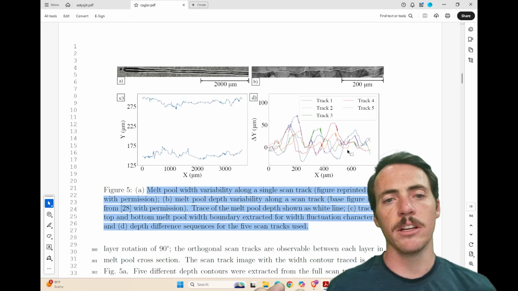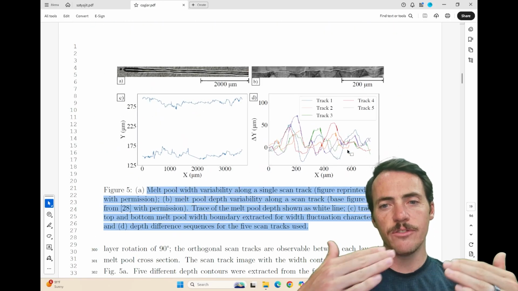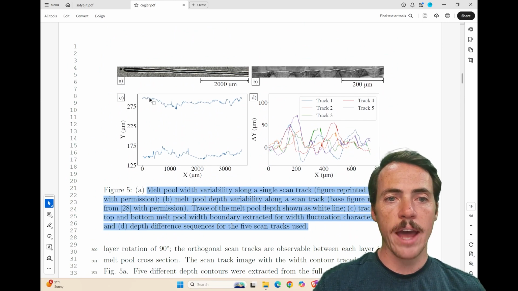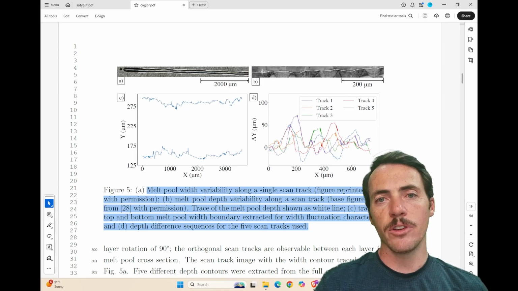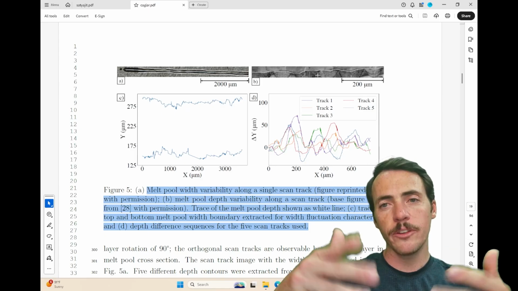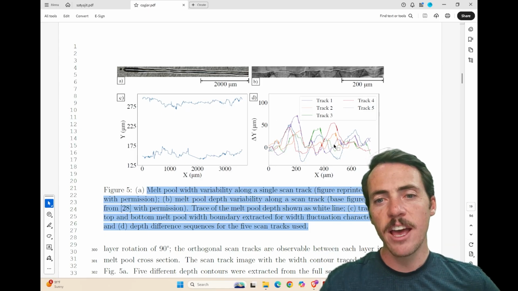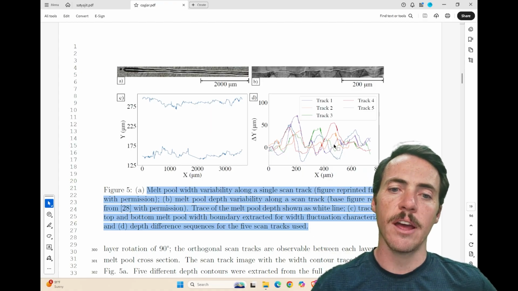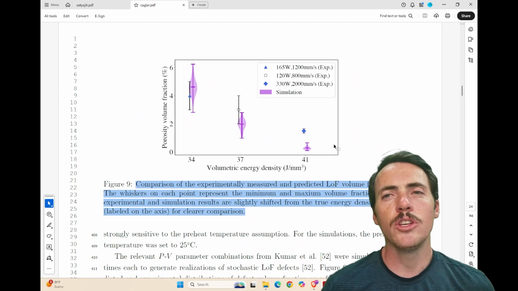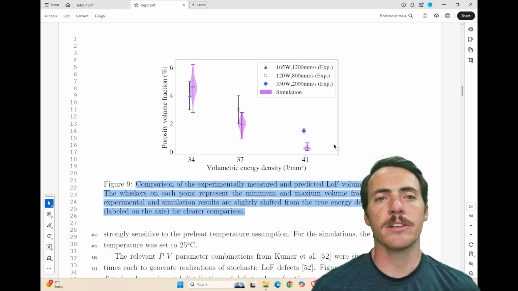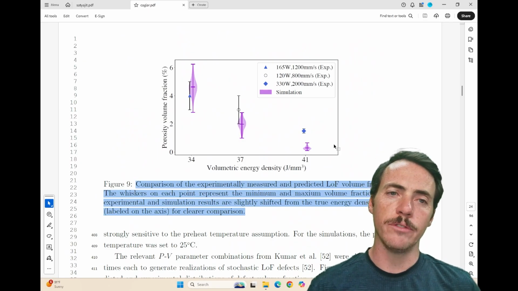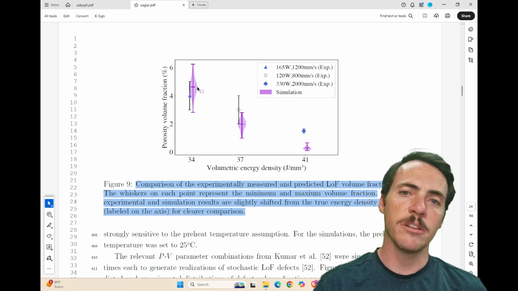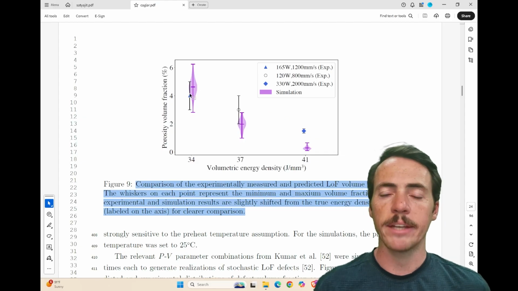So maybe let's start by taking a look at the actual scan tracks to see this variability in, say, the melt pool depth. Here you see for a single sample, here it's tracking the melt pool conditions. Here you can see the melt pool depth. And then for multiple different tracks, take a look at this. On these 5 tracks, the huge variation, the fluctuations that you can see on these scan tracks next to each other. Using their approach, they're then able to actually predict the volume fraction of defects and compare that to the volumetric energy density. And you see that comparing simulation to actual experimental conditions, it matches pretty well.